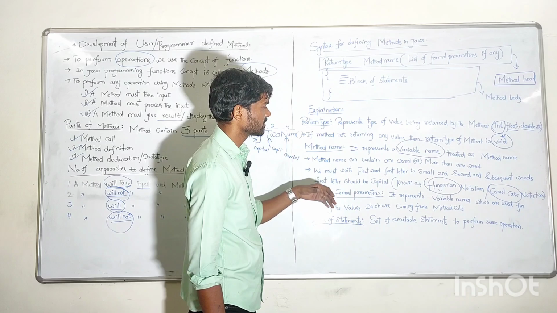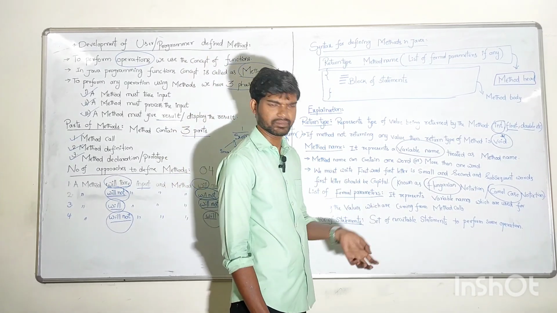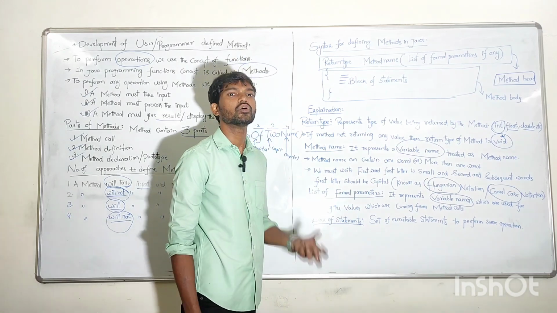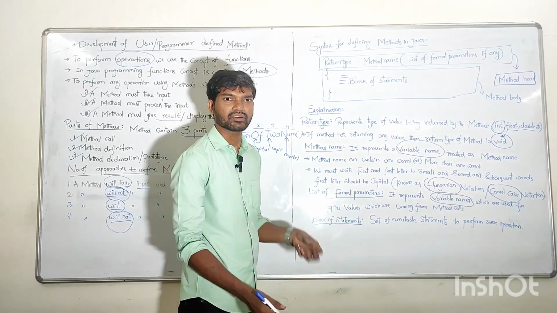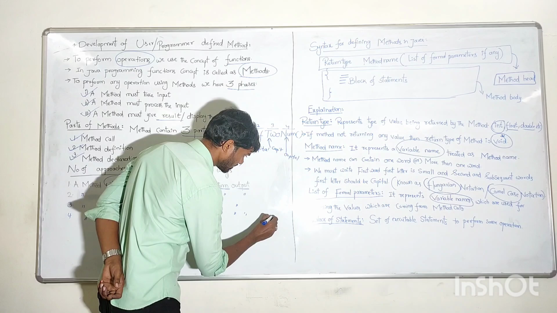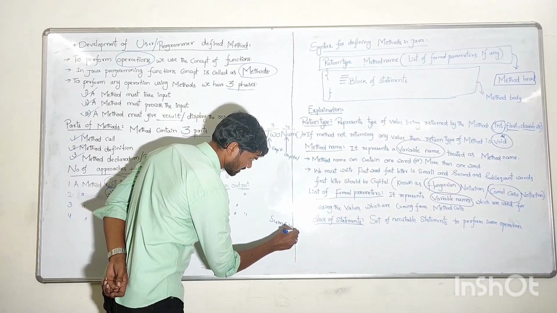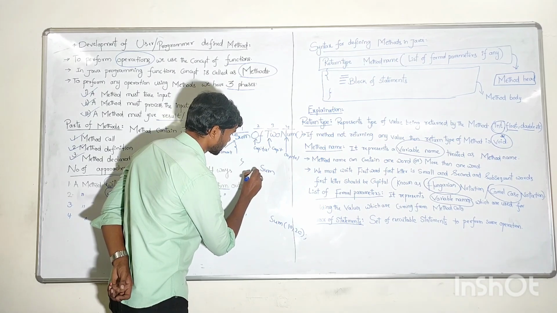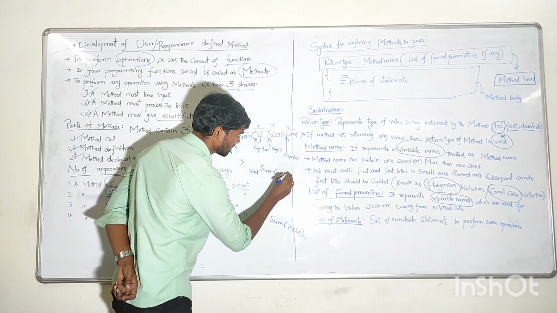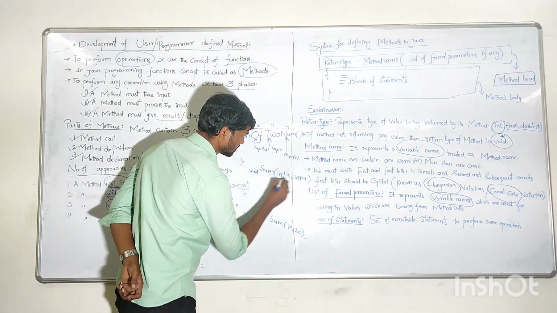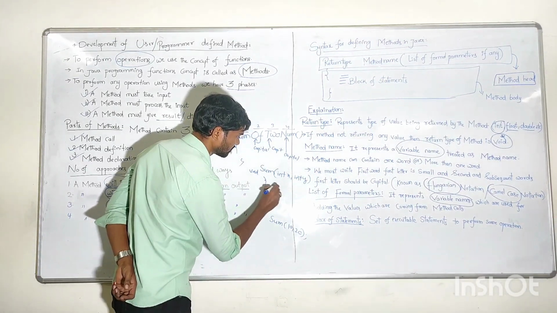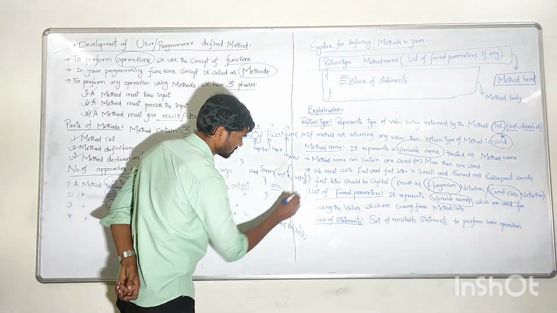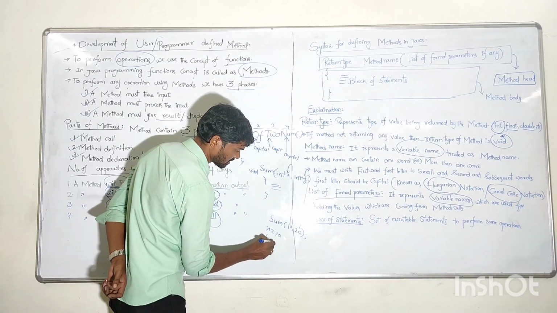And the list of formal parameters means some variable names. What is the purpose of representing variable names? These variable names will hold the values coming from the method call. Suppose, for example, I declare sum(10, 20) like this, and I define a method sum(int x, int y). So this 10 will go into x and this 20 will go into y. Now x contains 10, y contains 20.